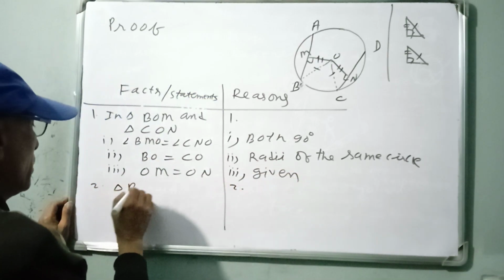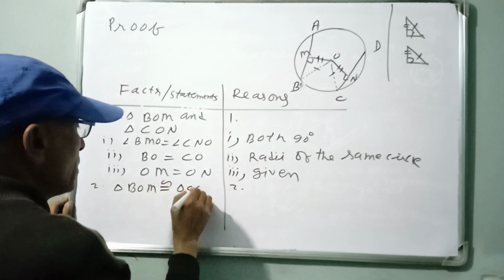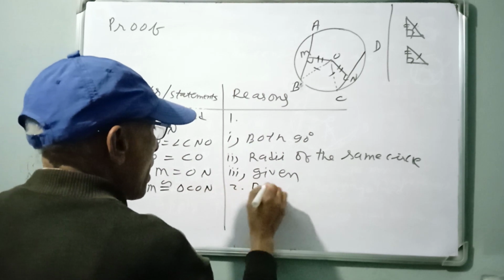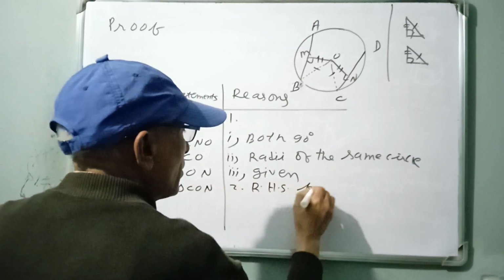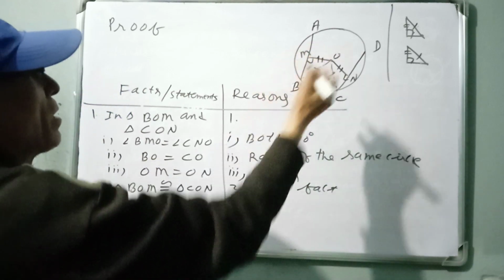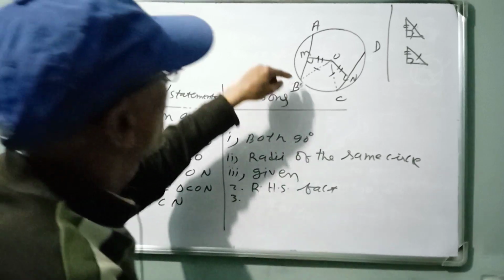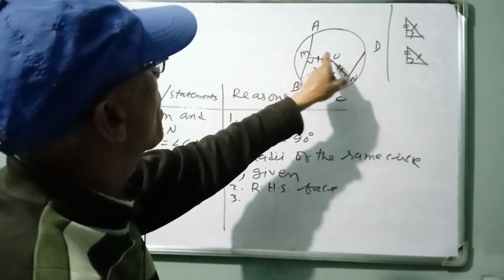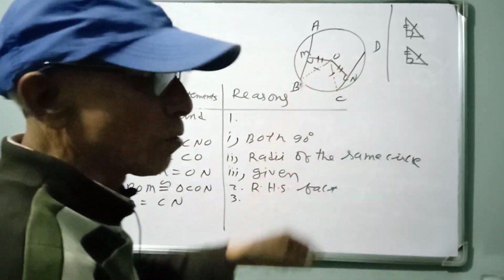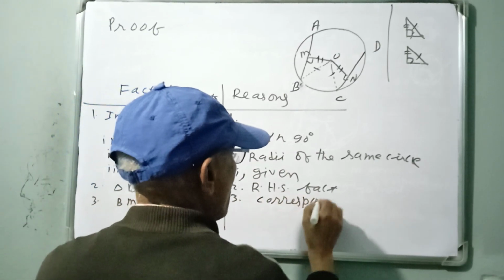Triangle BOM is congruent to triangle CON, by the RHS fact. If two triangles are congruent, then can you write BM equals CN? Can you write BM equals CN? Yes, corresponding sides.